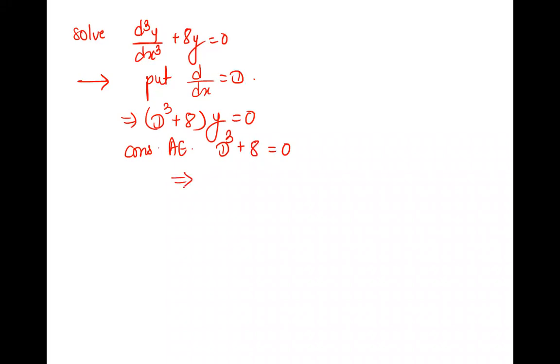Put it on calculator. Tell me the roots now. Go to mode, equation, and degree. Degree is here 3. What is A? A is 1. B is 0. C is 0. D is 8. Good.